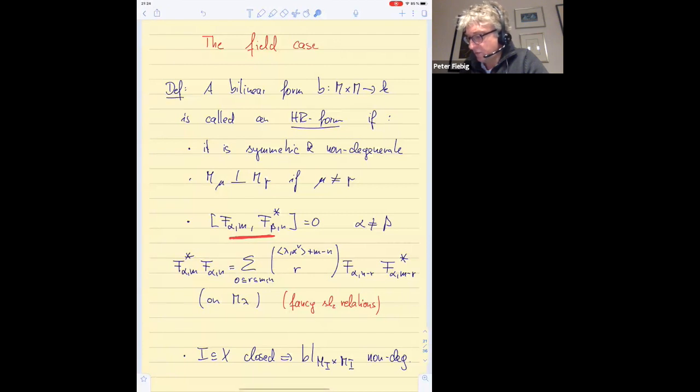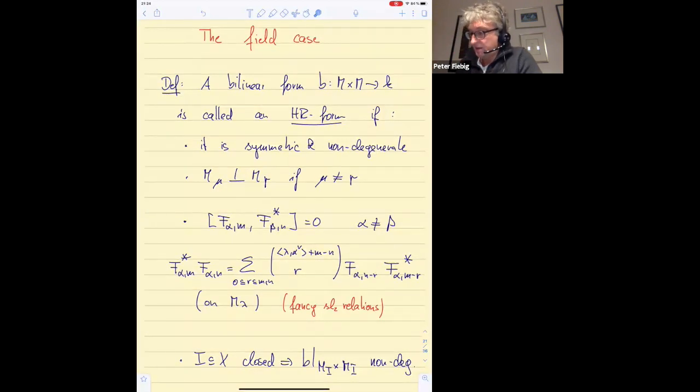These operators commute. The star operators are again the adjoints with respect to the bilinear form, and the real SL2 relation is here. That's just the relation that you ask. And again, you want that for these subspaces corresponding to closed subsets, the bilinear form is non-degenerate.